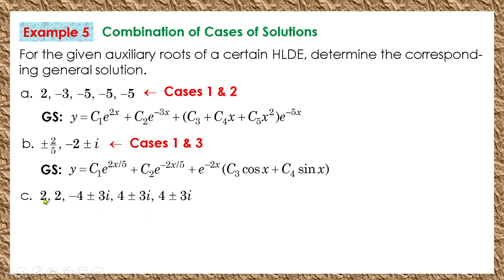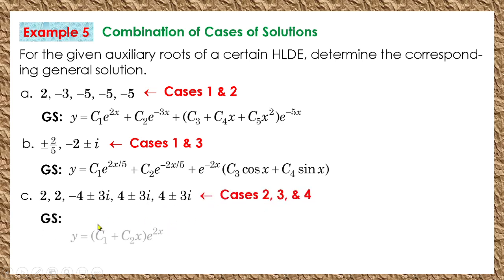Case 4. So case 2, case 3, case 4. Don't forget, be careful with this. Negative 4 plus or minus 3i is different from 4 plus or minus 3i, so they are separate. That one is a single pair. The last two are pairs, but repeated.